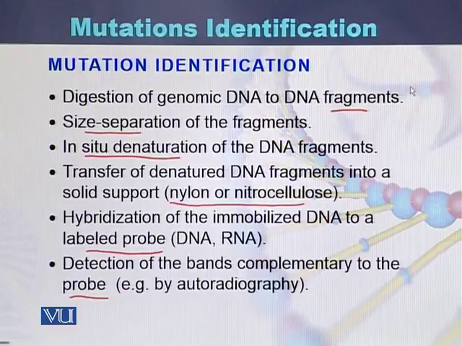So this is the procedure for how mutations are identified, because of a change in the DNA sequence. If that change is at the site of the recognition sequence of a particular restriction enzyme, then with the help of restriction enzymes we can check whether there is any mutation or the sequence of the gene is normal.